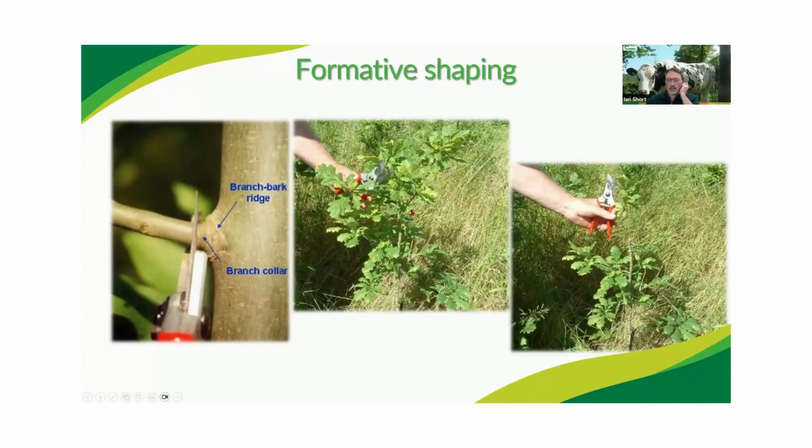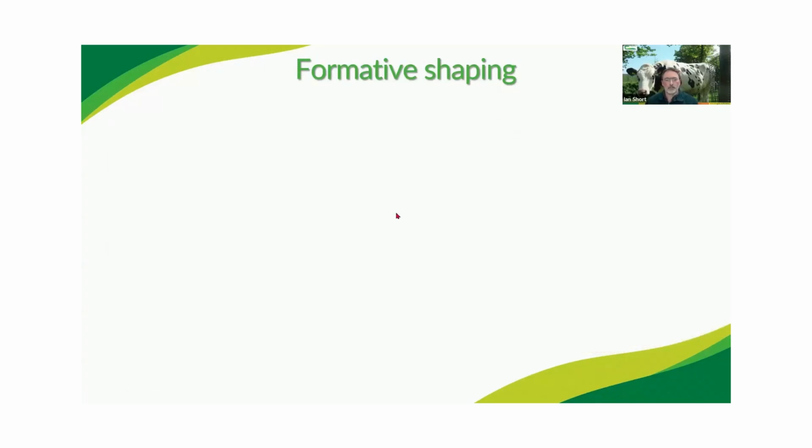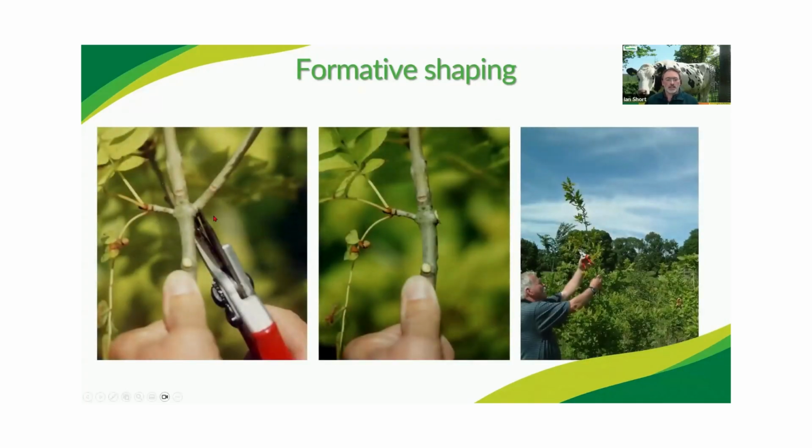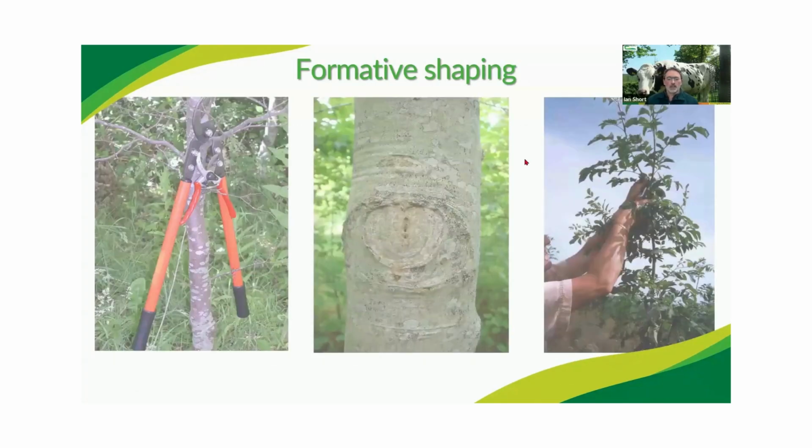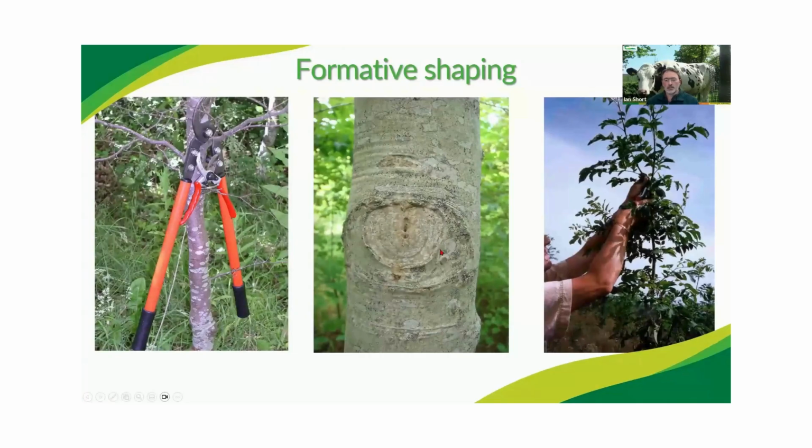So this is an example here where formative shaping has been carried out, and you can see here this is the new leader that has been released from these two co-dominants that were growing either side of it. And this is an illustration, again, just outside of the collar there, and the pruning has been carried out, and then the tree will heal over that. So if it's done properly, you'll find that the tree heals, and you get almost a circle of concentric circles coming over where the branch wound is.